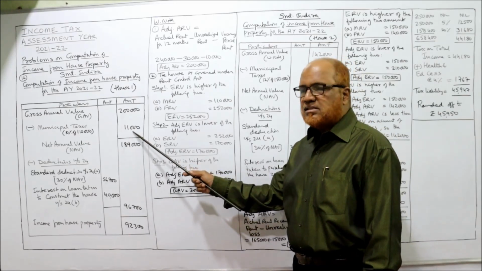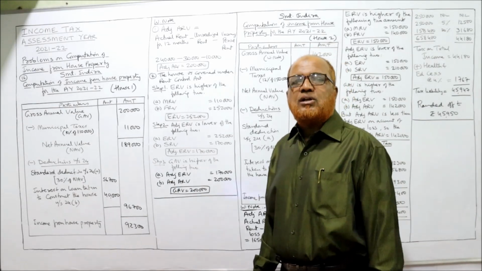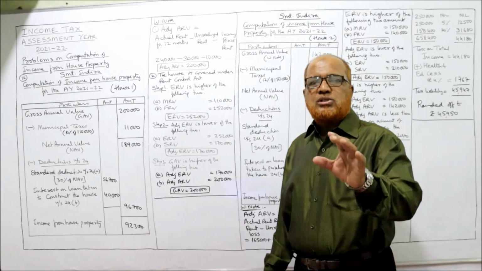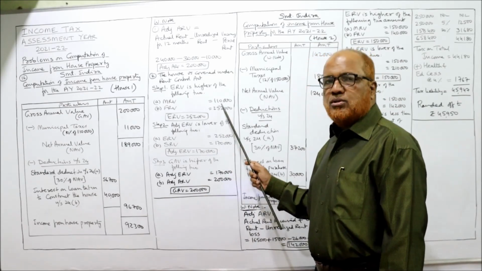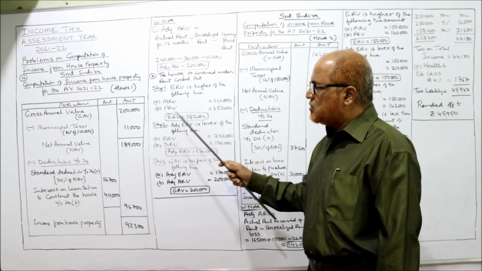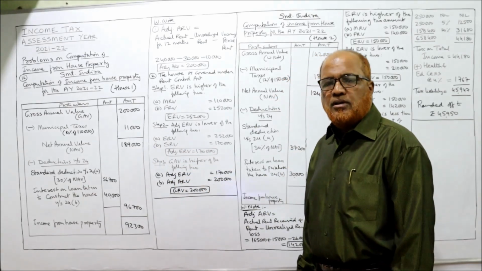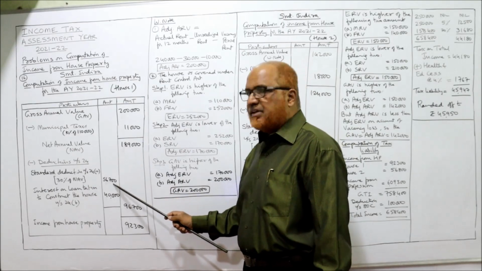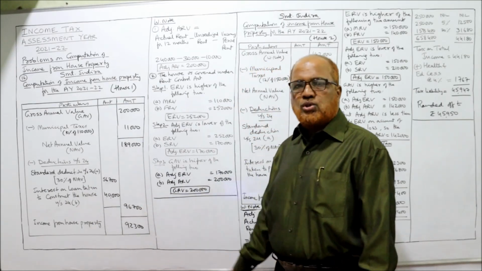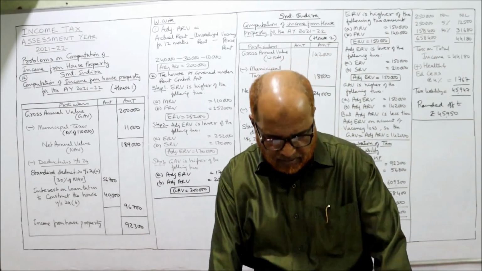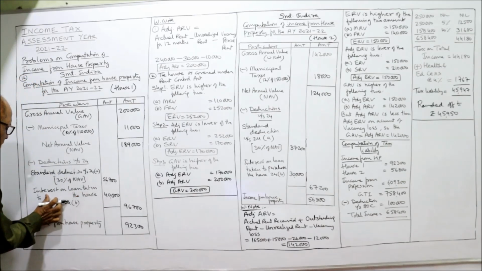Less municipal taxes. It is given in the problem. It is 10%, so 10% of 1,10,000. Municipal taxes will be calculated on municipal rental value. So MRV 1,10,000, and 10% of 1,10,000 is 11,000. Deduct. NAV 1,89,000. 30% of NAV is 56,700. Then interest on loan taken to repair the house, not construct the house, it is given repair the house. It is allowed as deduction.